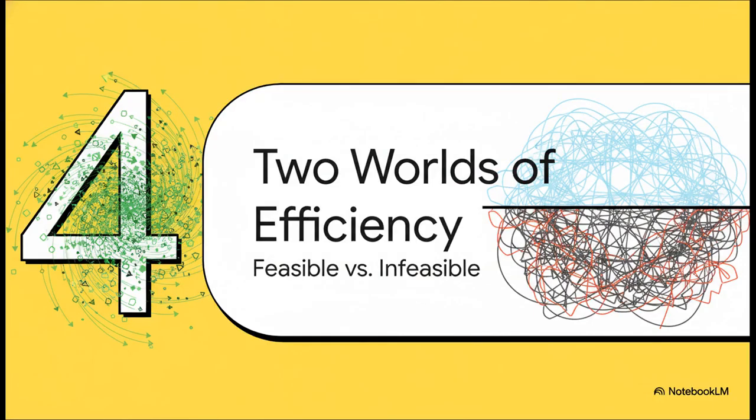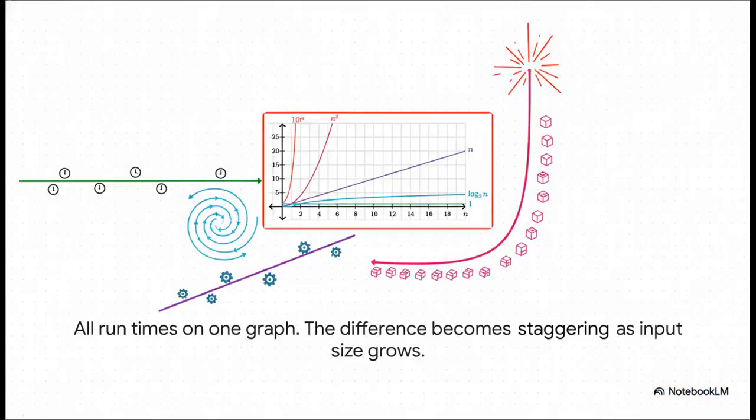So this brings us to the real climax of our journey. This huge difference in growth creates two completely different worlds of problem solving. We're talking about the world of the feasible versus the world of the infeasible. Let's put them all on one graph to see what's happening. Look down at the bottom. The flat green line, the gentle blue curve, the steady purple line, they're all just huddled together. But then look at the magenta quadratic curve taking off, and that red exponential curve shooting almost straight up. The difference isn't just big, it's a whole different universe.